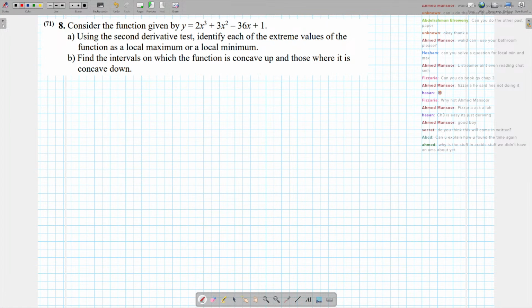Why is the stuff in Arabic, stuff we didn't have an exam about yet? No, we did have many exams about this.